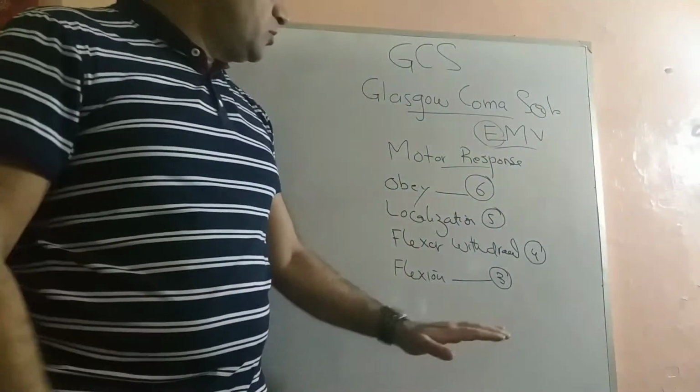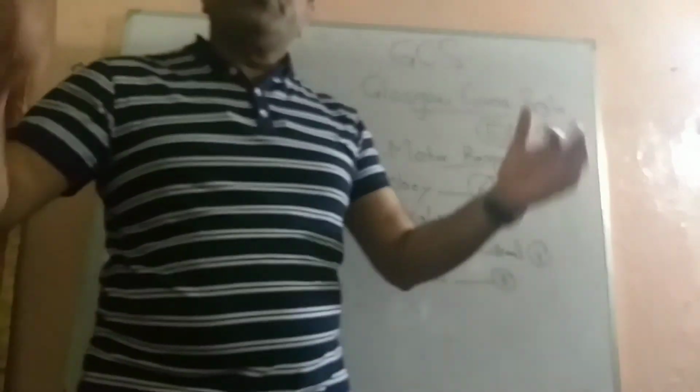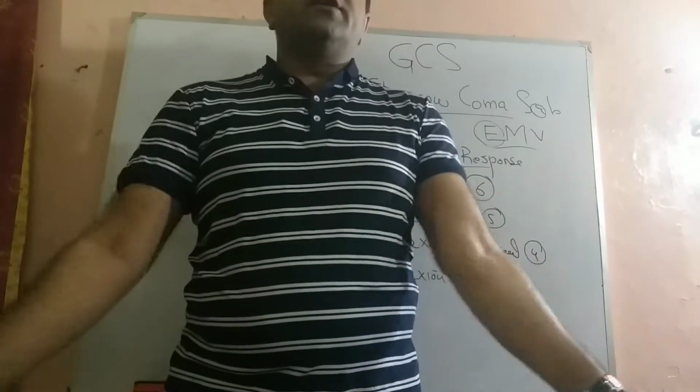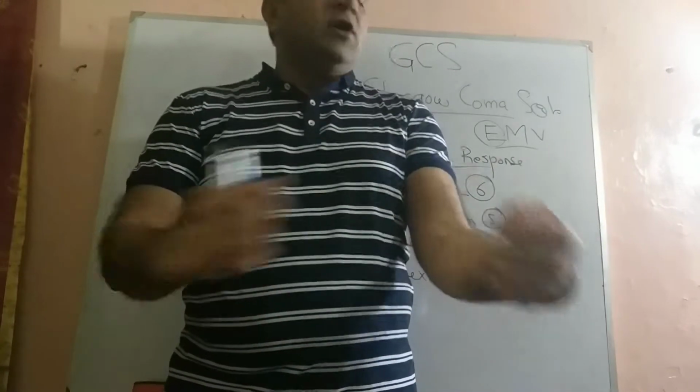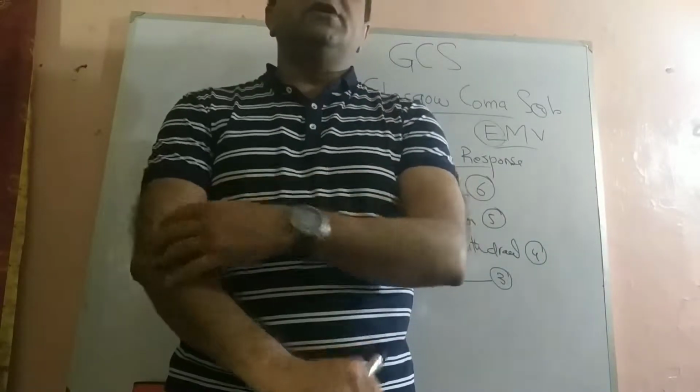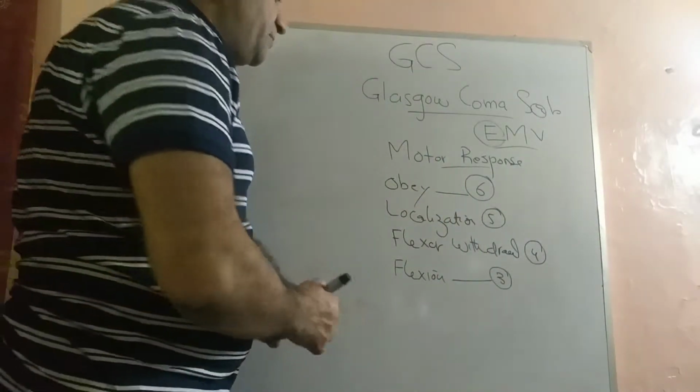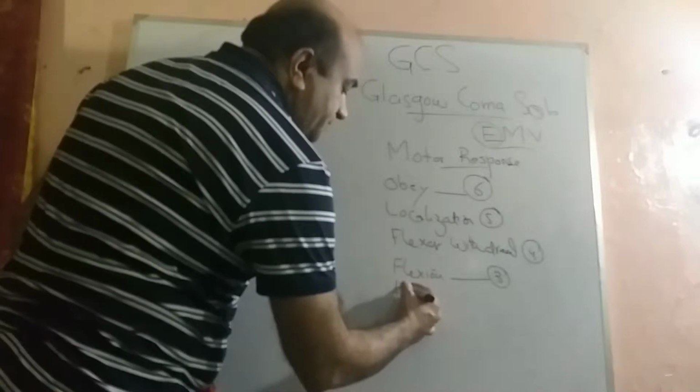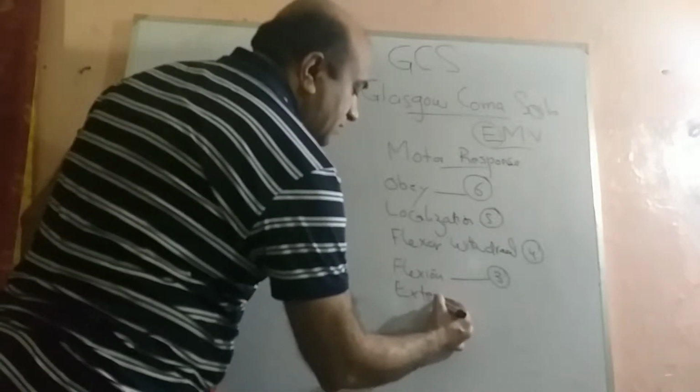But once the patient loses this one, the patient drops down to the notorious sign, a sinister sign of outward movement on these joints. This is known as extension. Extension is given 2 marks.